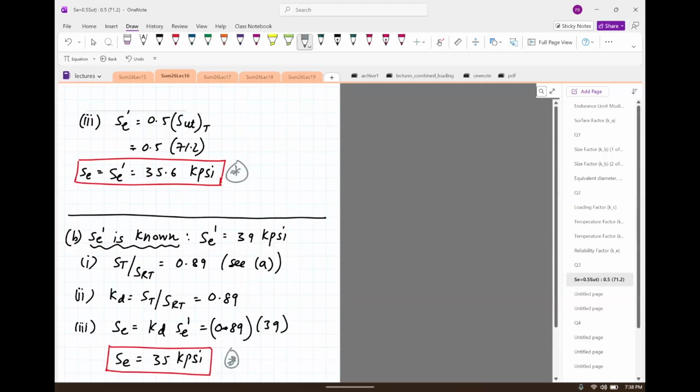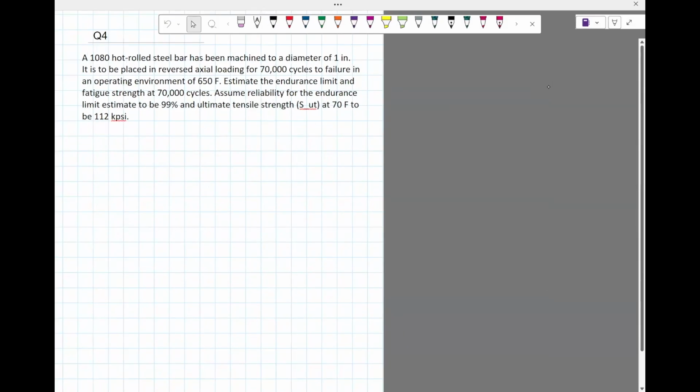Last problem. So a 1080 hot rolled steel bar has been machined to a diameter of 1 inch. It is to be placed in reverse axial loading for 70,000 cycles to failure in an operating environment of 650 Fahrenheit. Estimate the endurance limit and fatigue strength at 70,000 cycles. Assume reliability for the endurance limit estimate to be 99% and ultimate strength SUT at 70F to be 112 kpsi.